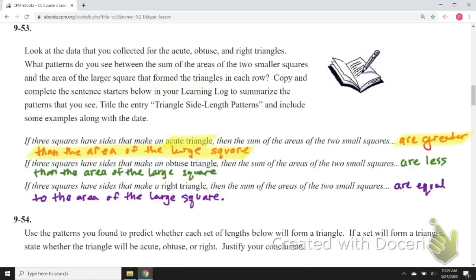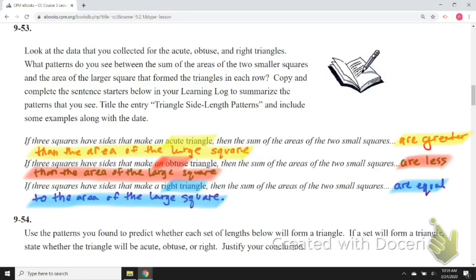If 3 squares have sides that make an obtuse triangle now, okay, so let's focus on obtuse triangle. Remember that triangle has an angle greater than 90 degrees. The obtuse triangle, then the sum of the areas of the 2 small squares are less than the area of the large square. Okay, and then the last one here, if the 3 squares have sides that make a right triangle, emphasis on right triangle, then the sum of the areas of the 2 small squares are equal to the area of the large square. Okay, so those are very important things to just keep in mind as we move forward. Good information for you guys to know.